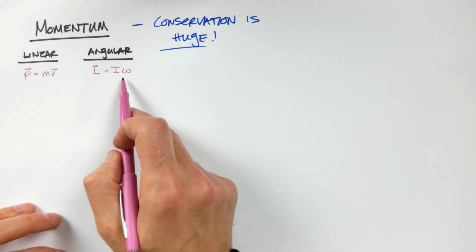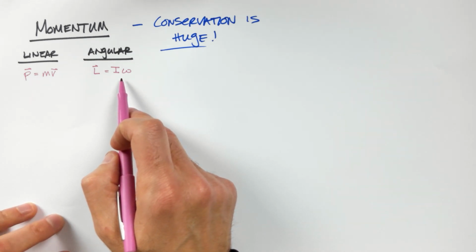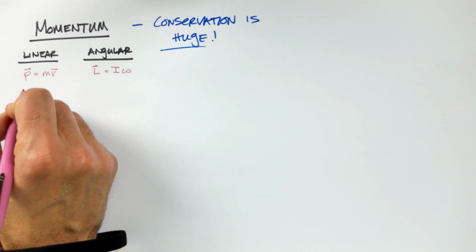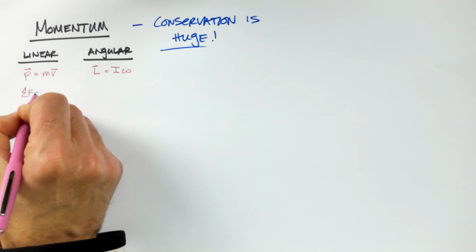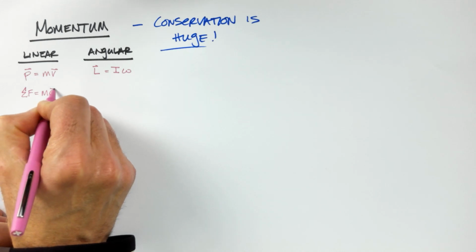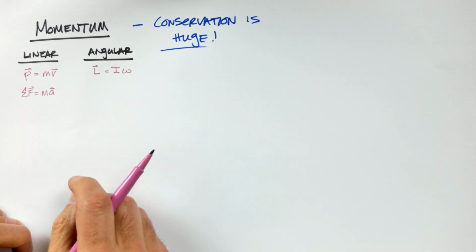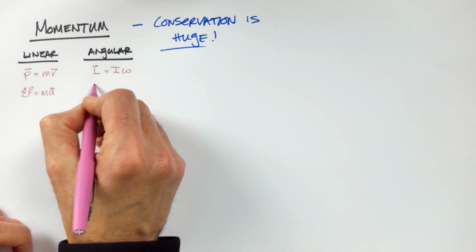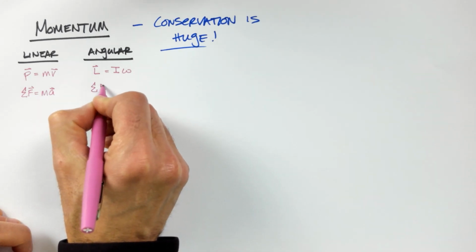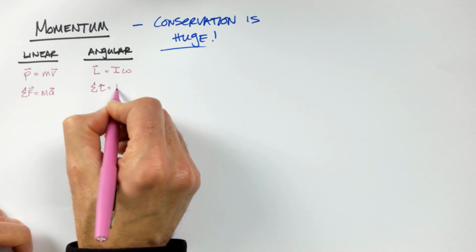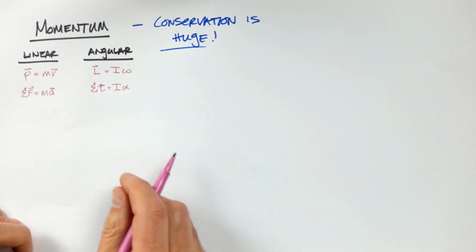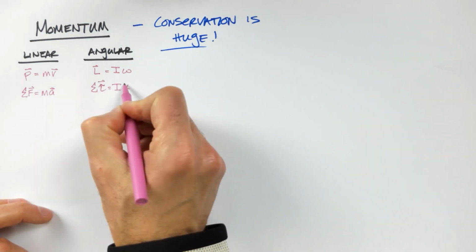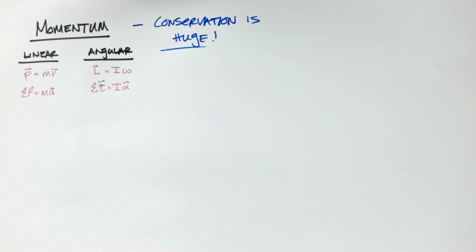We're going to start with Newton's second law. So for the linear, the net force is equal to the mass times the acceleration. And from a rotational perspective, Newton's second law would be the net torque is equal to the moment of inertia times angular acceleration. Again, both torque and acceleration are vectors.